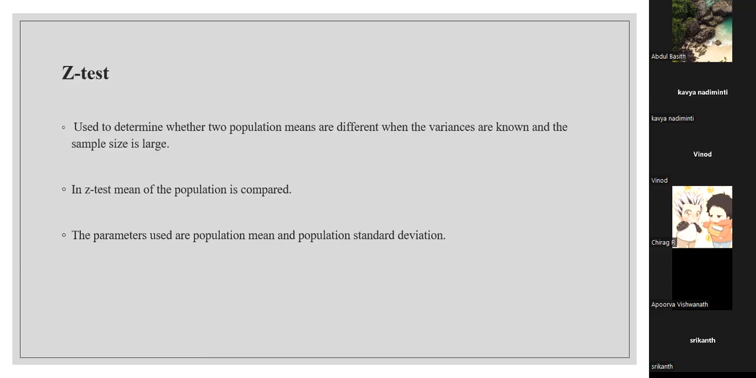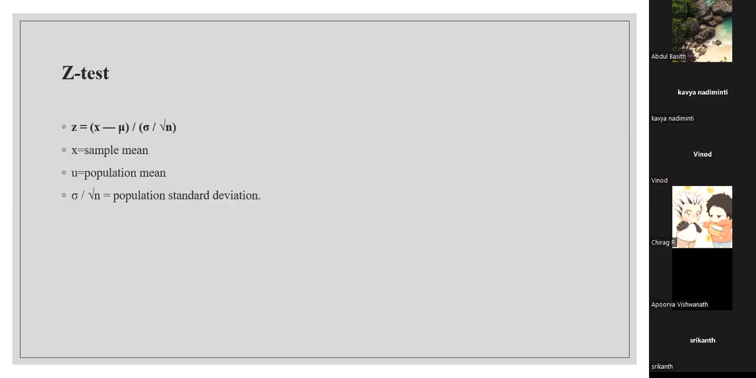The Z test is used to determine whether two population means are different when the variances are known and the sample size is large. In the Z test, the means of the populations are compared. The parameters used are population mean and population standard deviation. And this is the equation for the Z test.